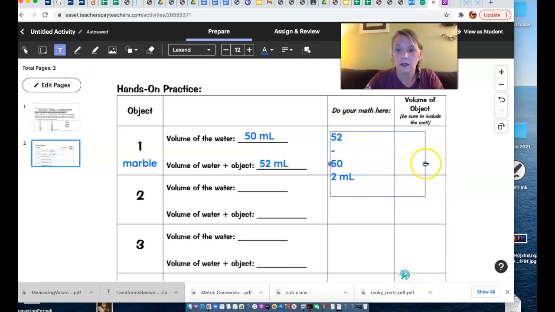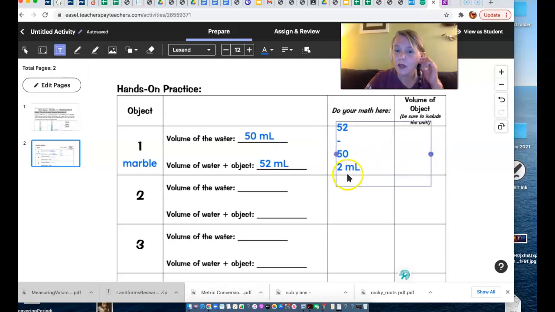You get the idea. I can't move this. It's not quite. Oh, yes, I can. There we go. I'm going to get 2 milliliters. And so my answer over here, I'm going to transfer that over here, 2 milliliters. And it says, be sure to include the unit. That's just good practice to get into. I know that we're using milliliters for all of these, but make sure that you write this down here. Milliliters, 2 milliliters. And then you're going to go on to the next object.